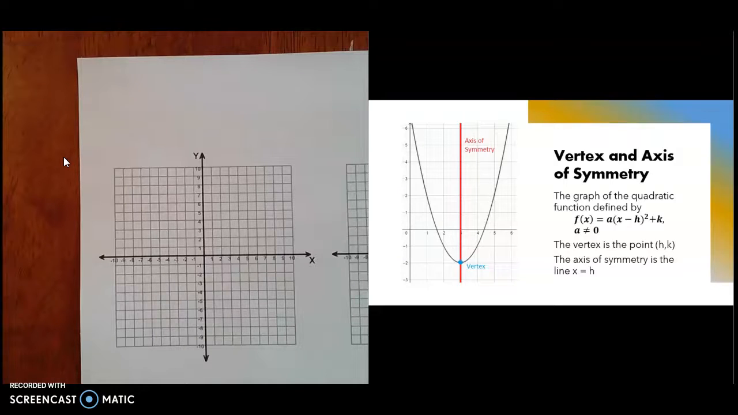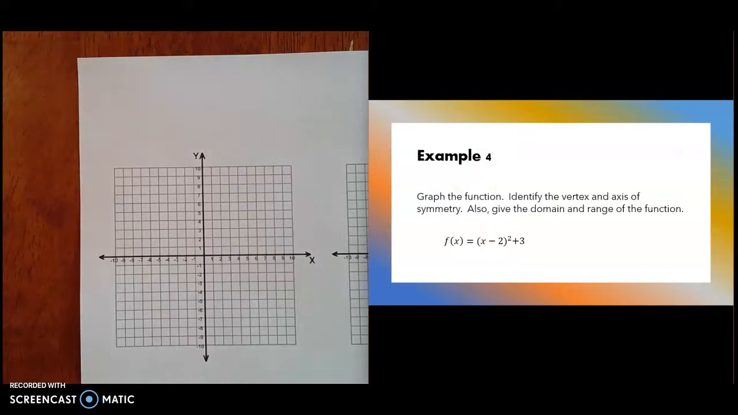We also talked briefly last video about that a value. If your a value is positive, you're going to open up. If your a value is negative, it's going to open down. If the magnitude of your a value is bigger than 1, it's a pretty narrow looking graph. And if the magnitude is less than 1, so between 0 and 1, then it's a wider graph. Okay, so we can use a lot of that information to graph these a little more effectively than just making a table of values every time.